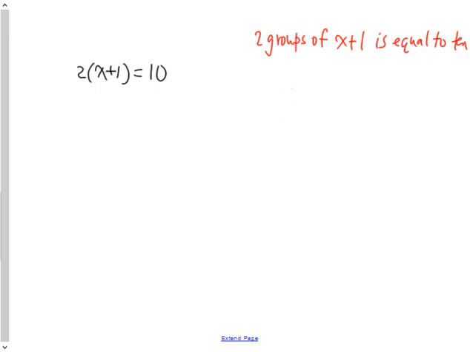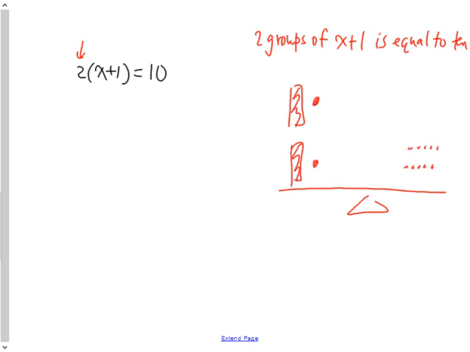So if I was to draw that, this is one group of x plus 1. And if I multiplied it by 2, or doubled it, 2 groups of x plus 1, it would look like this, equals 10. All right? Now, since 2 groups of x plus 1 looks like this, that must mean that it's equal to 2 x's and plus 2.